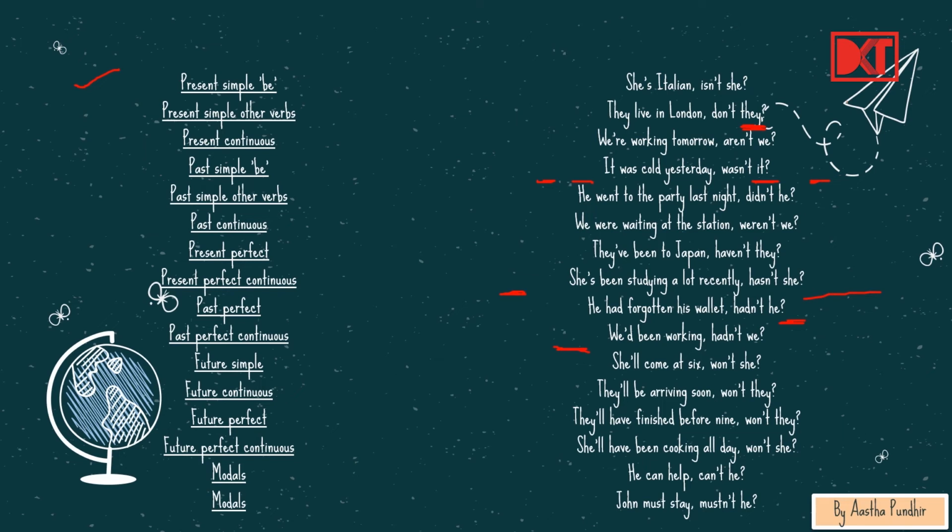Alright. Then we have future simple, she'll come at 6, won't she? Future continuous, they'll be arriving soon, won't they? Future perfect, they'll have finished before 9, won't they? And future perfect continuous, she'll have been cooking all day, won't she? Here we have modals, a few examples like here of can. He can help, can't he? And for here, John must stay, mustn't he? Okay.